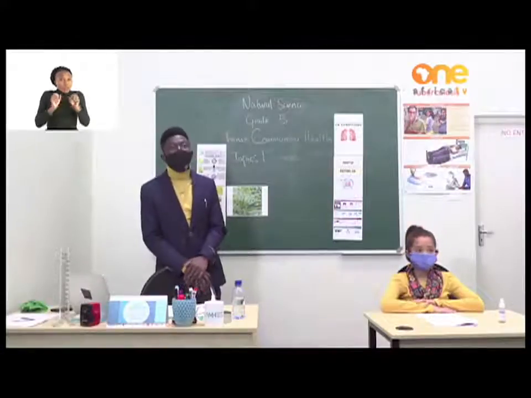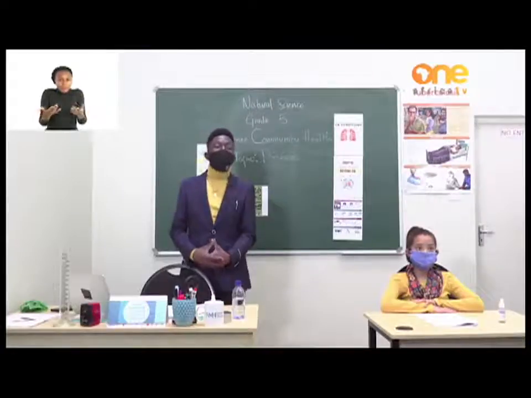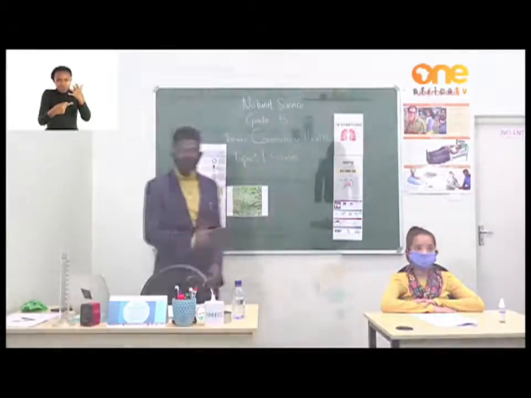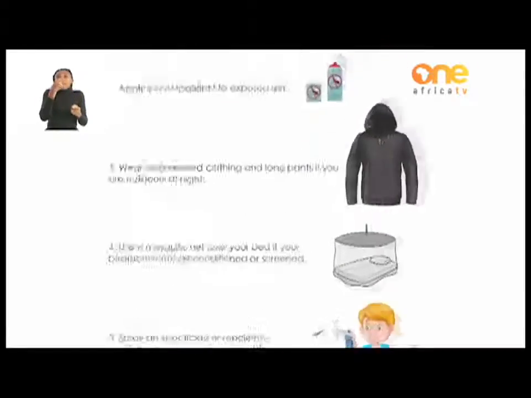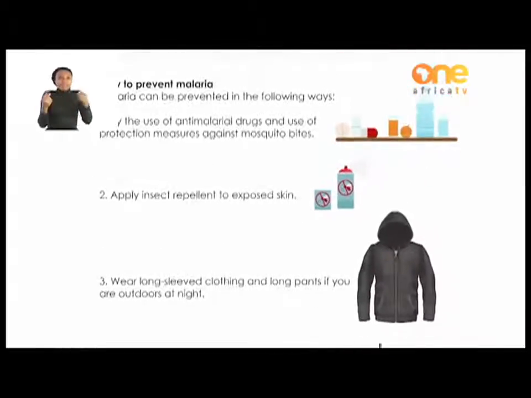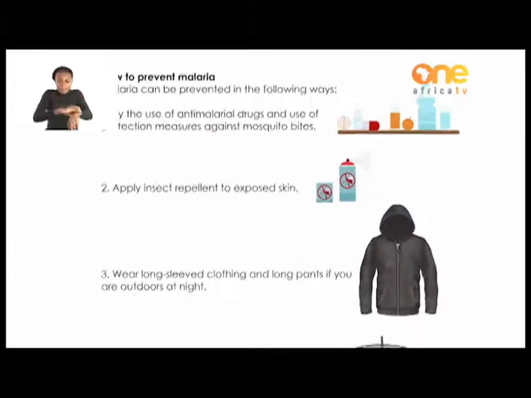Right. How do we avoid getting malaria? Let us look at the prevention measures that we can look at. How to prevent malaria? Malaria can be prevented in the following ways. The first one could be the use of anti-malarial drugs and the use of protection measures against mosquito bites. Second, you should apply insect repellent to exposed skin. Third, you should wear long-sleeved clothing and long pants if you are outdoors at night.